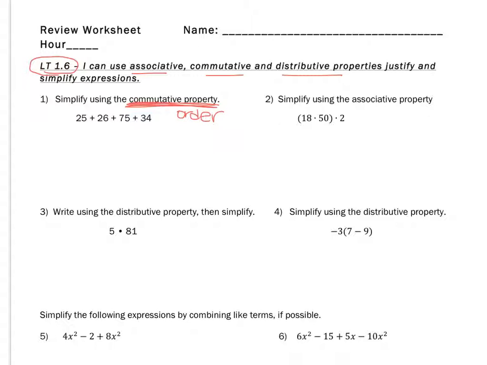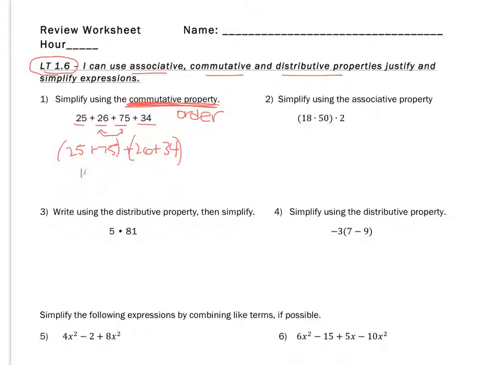So I know that you guys can add straight across 25 plus 26 plus 75 plus 34, but what I want you to use is justify it using the commutative property. So the commutative property says that we can switch the order of the numbers, and it'll still be true. So what I want you to do is switch those middle two numbers. So rewrite it to be 25 plus 75 plus 26 plus 34. And that is going to help us to add these numbers better.